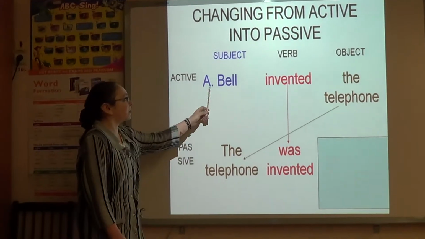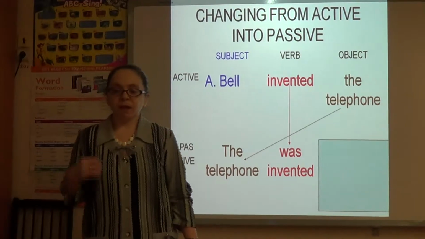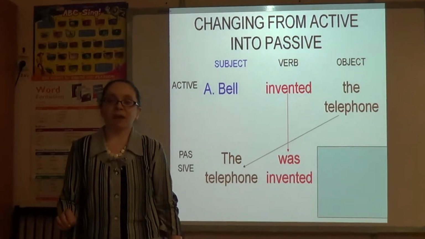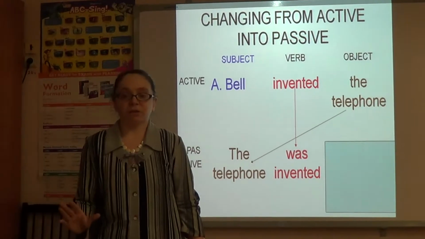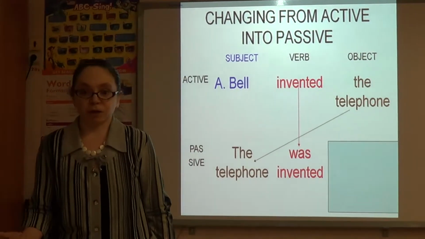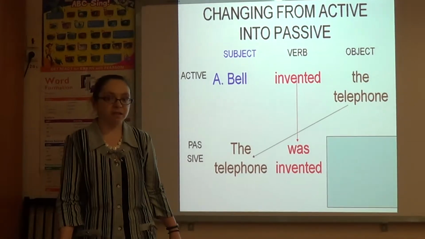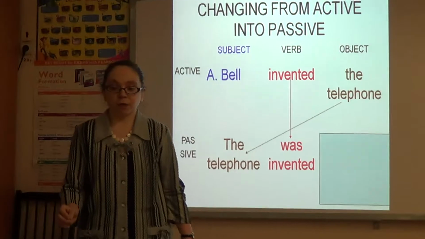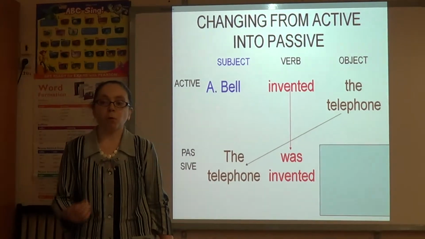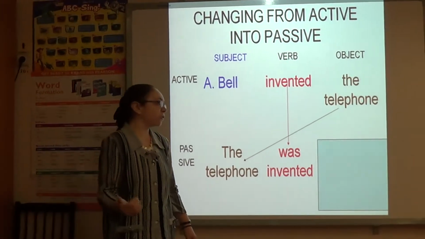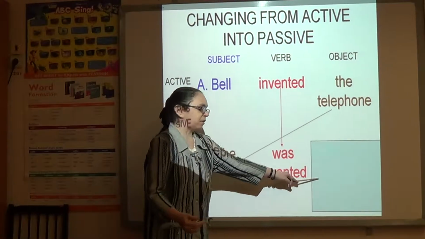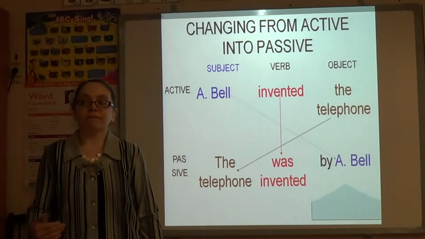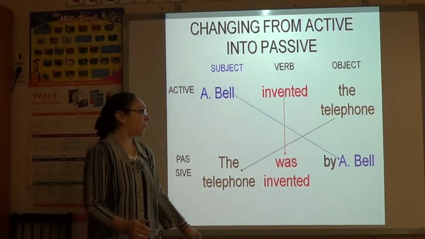And what about Alexander Bell? What about the subject of the active sentence? Well, in some cases, we can omit the agent of the action. But in this case, and in many other cases, we need to mention the doer, the performer of the action. And we do this at the end of the sentence using the preposition by. The telephone was invented by Alexander Bell.